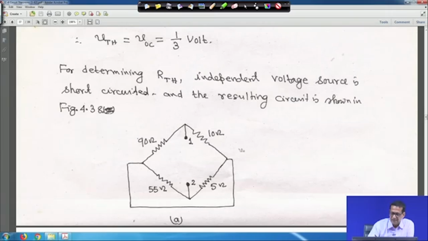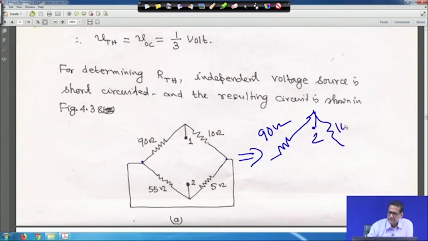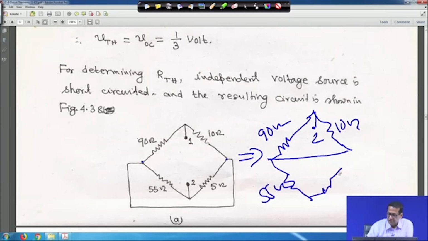So, what I can do, for getting this equivalent to this, is note that these 2 points, this point and this point, are connected by a wire only. So, if I make it like this, this is 90 ohm, this is 10 ohm, right. That means this point I connect like this, and this is your 55 ohm and this is your 5 ohm, right. So, this is terminal 1 and this point is terminal 2, right.